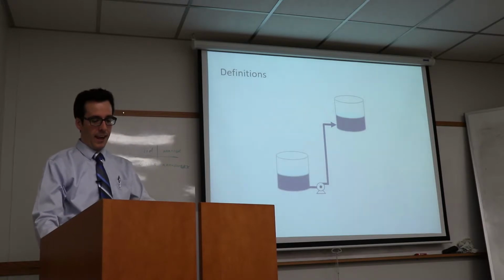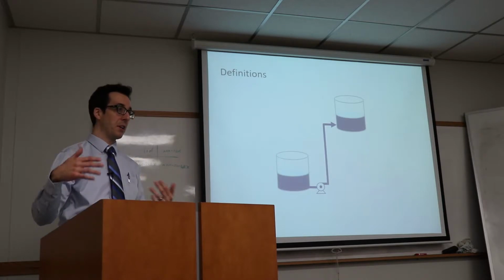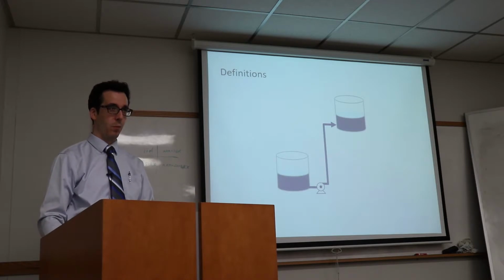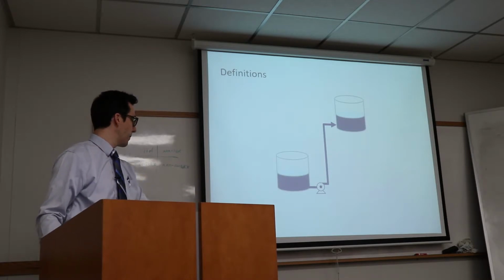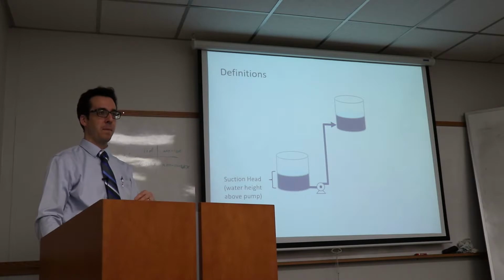So let's consider the case where we're lifting water between two water tanks. In a public water system, this might be between pressure zones. There could be some other configuration within a particular water treatment plant, for example. So we want to lift the water from bottom to top. So one thing we need to know is the suction head. That's the height of the water above the pump.